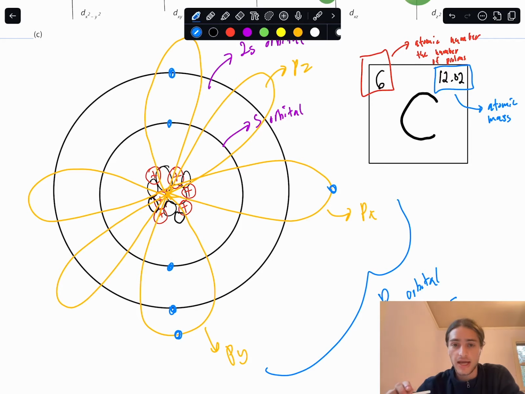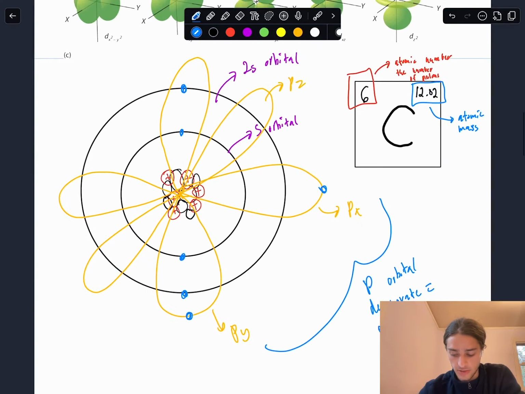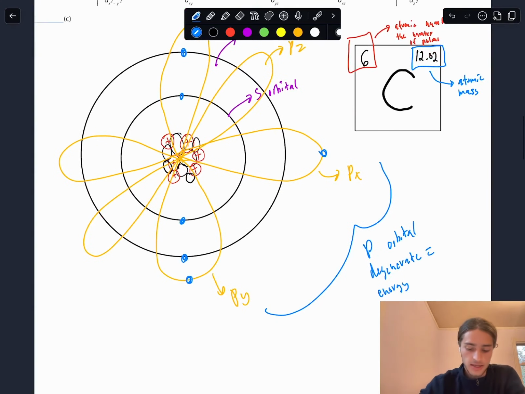So they're actually going to try to be kind of orbiting in different directions if they can. Okay, so we're going to put the last two carbon electrons in a px and a py.